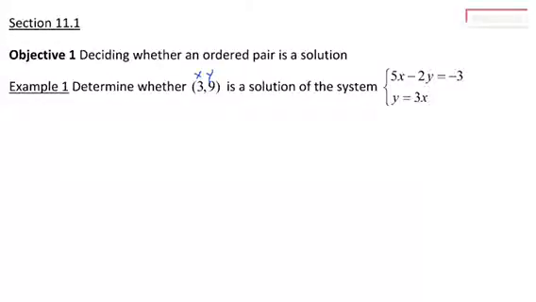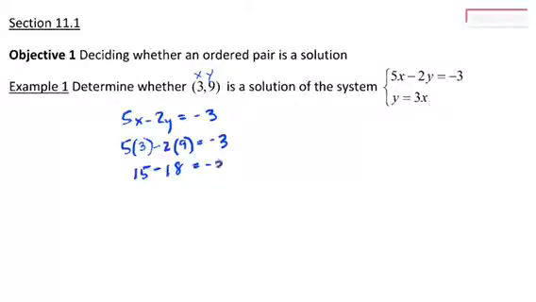So 5x minus 2y equals negative 3. I'm going to put the 3 in for the x and the 9 in for the y, and then I'm going to do the math. And if I have a true statement, then that means that (3, 9) is a solution for the first equation. And now we have to check the second equation.